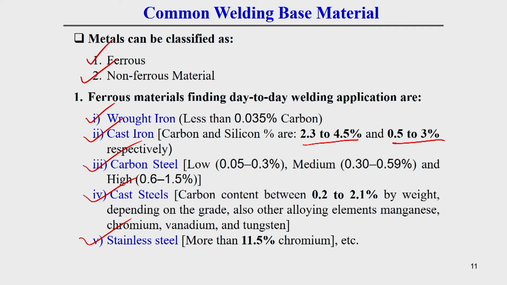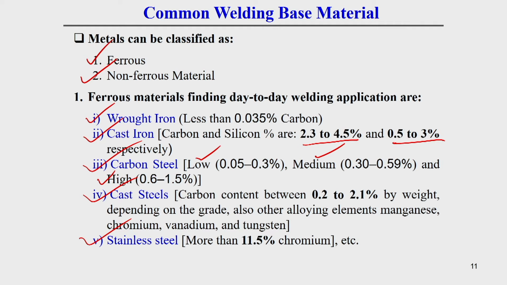Then carbon steel can be categorized into three different categories: low carbon steel, medium carbon steel or high carbon steel. In low carbon steel, the carbon percentage varies from 0.05% to 0.3%. In medium carbon steel, it varies from 0.3 to 0.59%, and for high carbon steel, the carbon percentage varies from 0.6 to 1%. These are the carbon steels which are weldable.